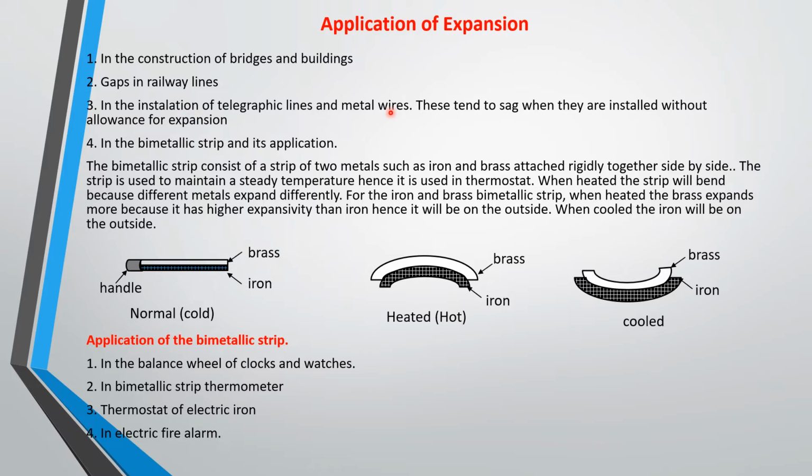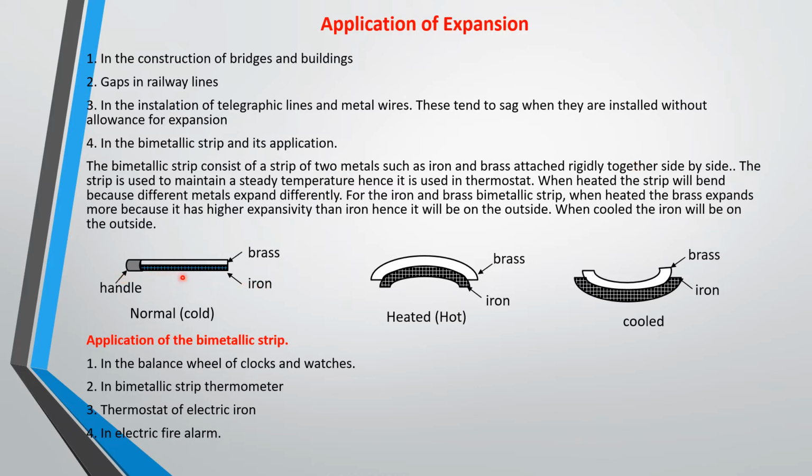You know, telegraphic lines or metal wires, when they are too tight, it can make them sag. So what is done normally is that there is a gap that allows for expansion. There's an allowance that is given so that it can take care of expansion. It's also used in the bimetallic strip, and the bimetallic strip is used to control or maintain the temperature, like what we just said about the electric iron.